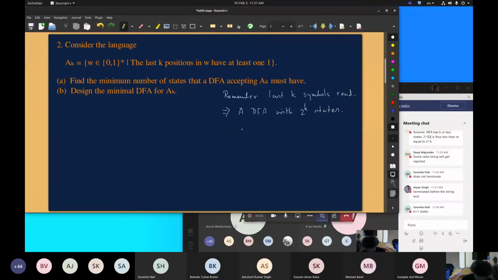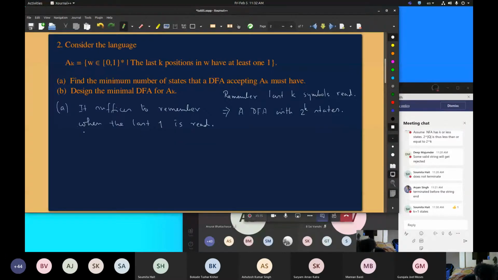Let me solve this first. So it suffices to remember when the last 1 is read.